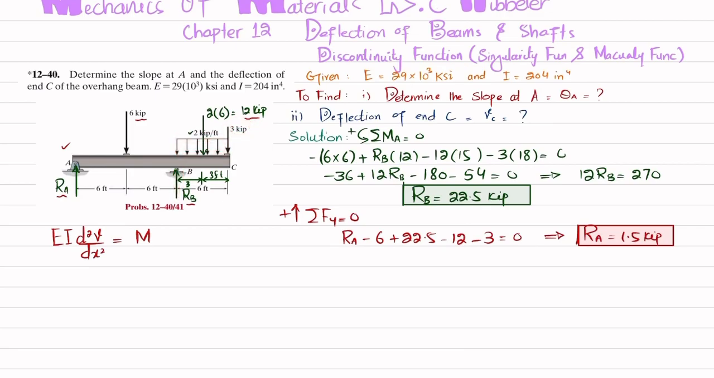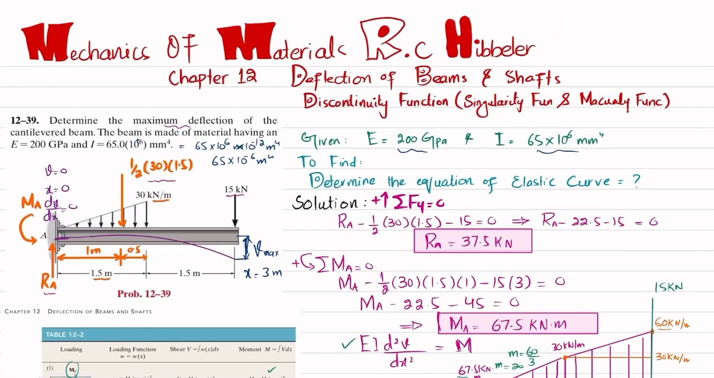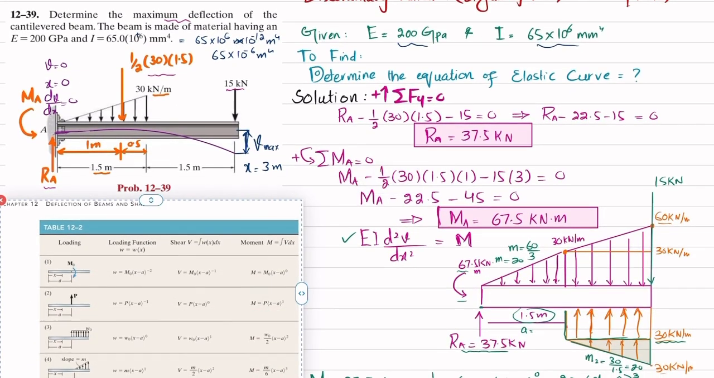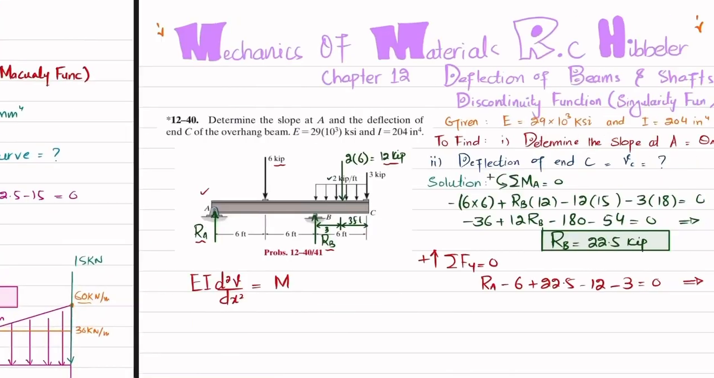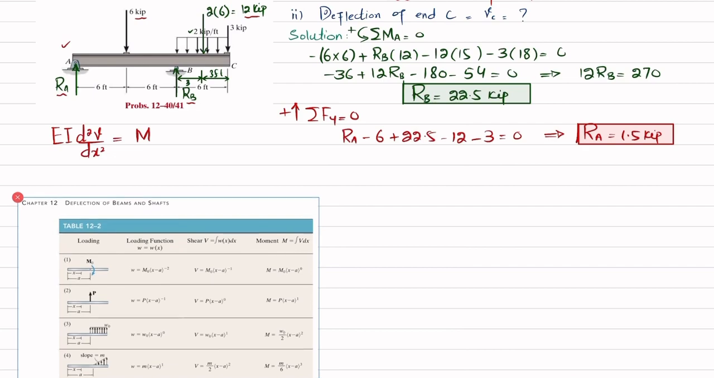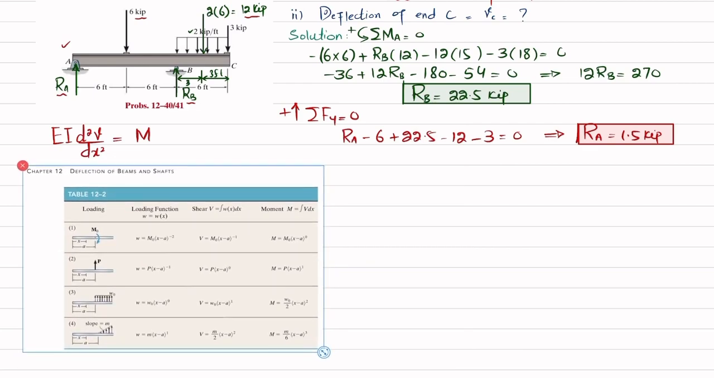Clear? So for that we will need the table. I am going to copy it from my previous problem and paste it over here. We will take the help from this table. So the moment equation will be equal to M, where the first load is the point load RA. So we will go toward this, and this is the moment equation.